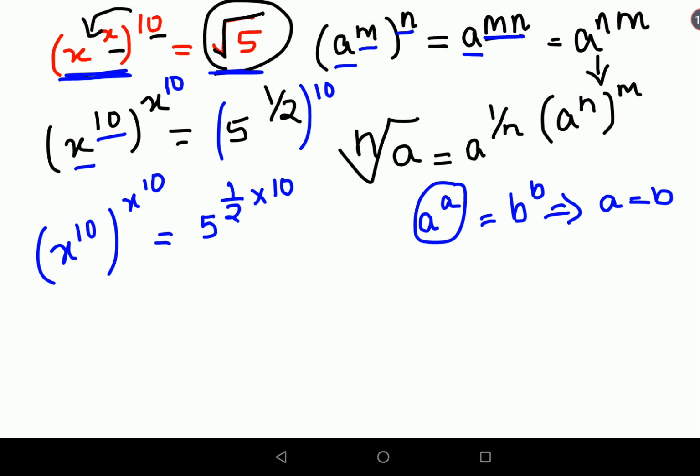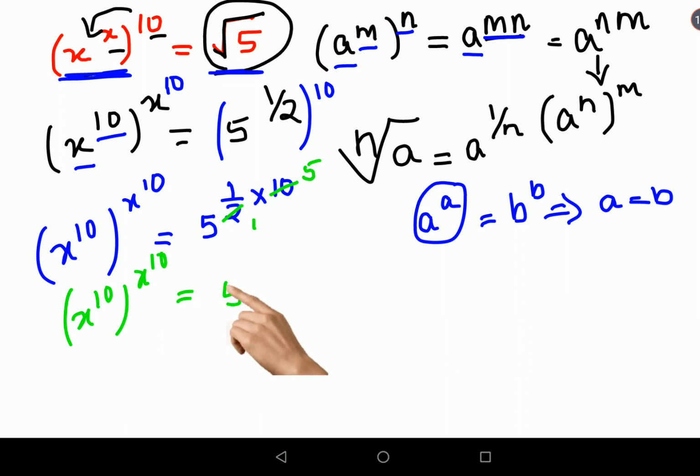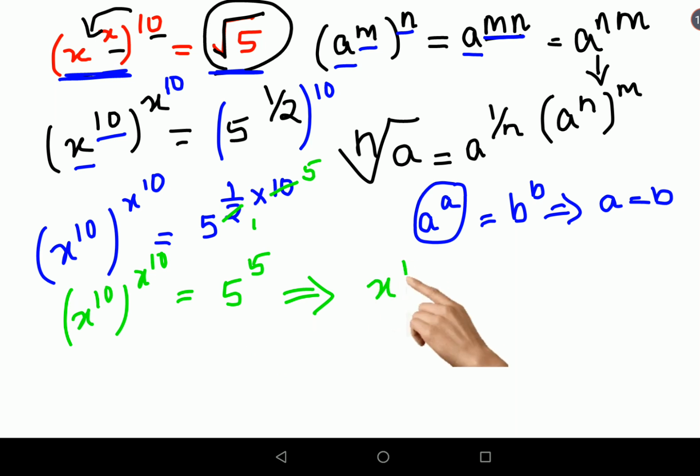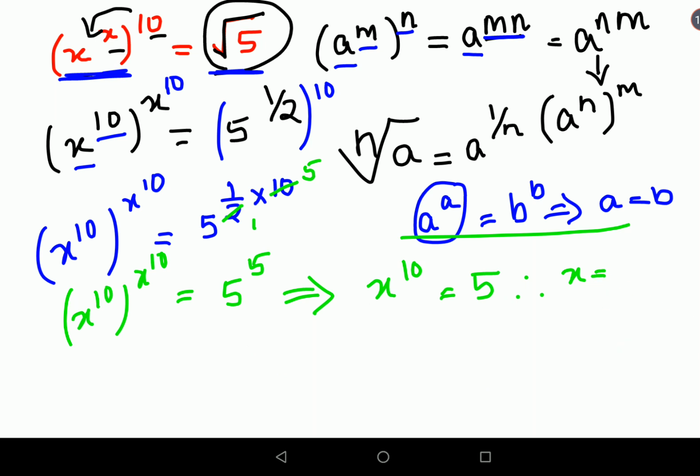And now if you look closely, this is getting cancelled: the 2 and the 10, the ones and the 5s. So here I can say (x raised to 10) the whole raised to x raised to 10 equals 5 raised to 5. Therefore, I can say x raised to 10 is just the value of 5, using the logic which I already explained. Therefore, the value of x is the 10th root of 5. So I hope you all have understood how to solve this.